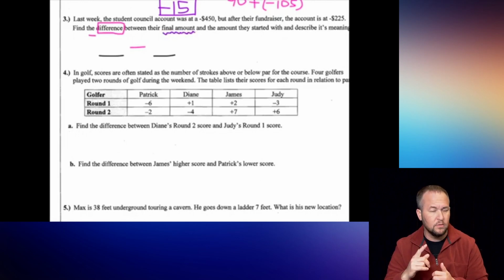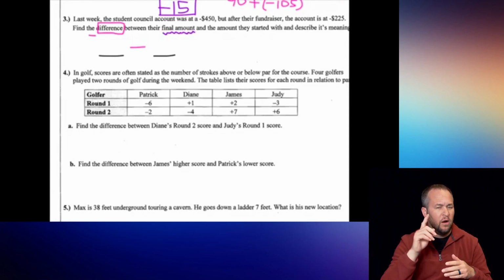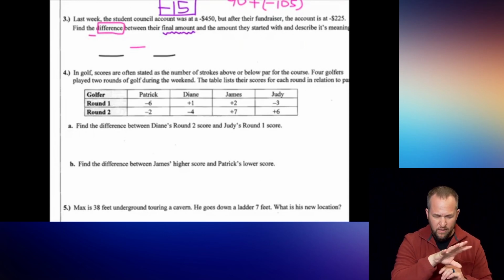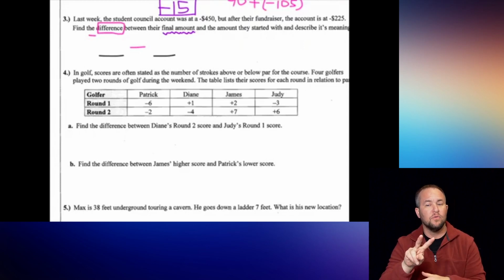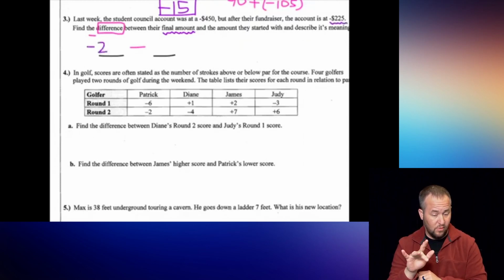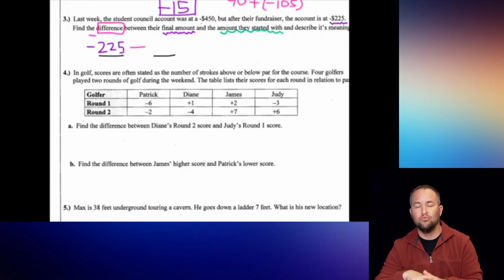So looking at these two amounts, I'm going to go back up to the first sentence. It says last week, the student council was at negative 450, but then after their fundraiser, their account is at negative 225. So the final amount is what they ended up with. And they ended up with this number over here, this negative 225. So that was the final amount that they ended up with. So we're finding the difference between the final amount and then the amount that they started with. So the amount that they started with is very clearly the other amount, right? So minus the 450.